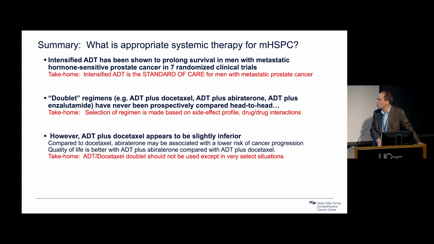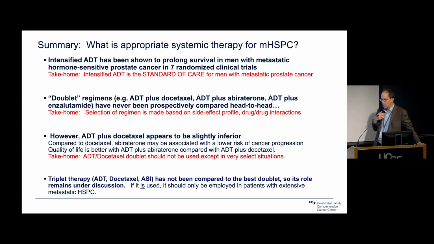I'm not going to spend a whole lot of time. We can talk about this in the fireside chat. Some people have heard about triplet therapy. Triplet therapy is saying, well, if one of these 2 drugs helps, why not both? And so you throw in the kitchen sink. So it's ADT treatment 1 plus docetaxel chemotherapy plus an ASI. The triplet has not been compared in a clinical trial directly to the best doublet, which is not chemotherapy containing, but abiraterone containing, as I just told you. So it remains under some discussion.